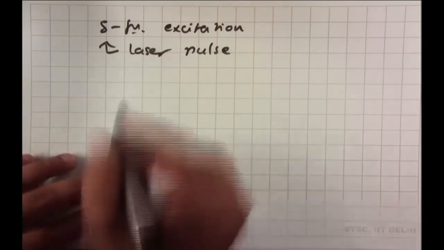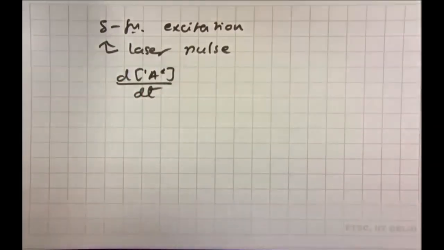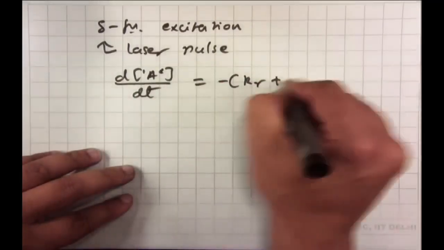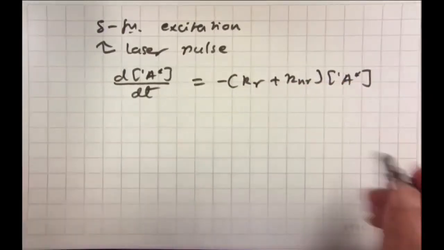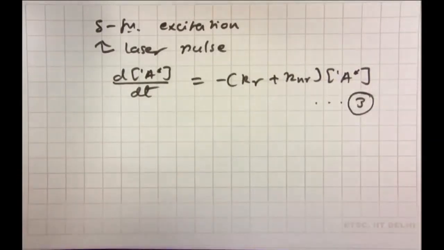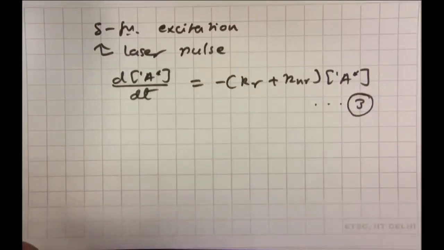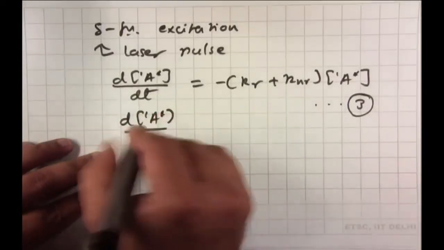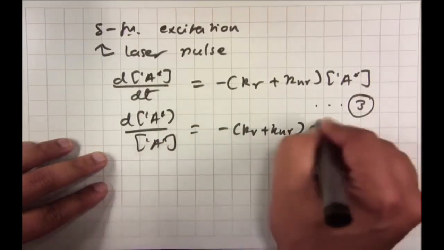So then what I can now write is d of 1A star over dt should be equal to what? Should be equal to minus (k_r plus k_nr) times 1A star. Right. So let this be 3. Now what I can do is, this is your regular kinetics. So I have d of 1A star over 1A star is equal to minus (k_r plus k_nr) dt.